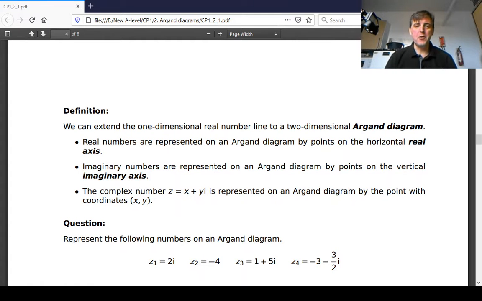So let's just make sure we've got that idea. Can you please pause the video in a second, do a quick little sketch and represent the following complex numbers that I've got on the screen on an Argand diagram.